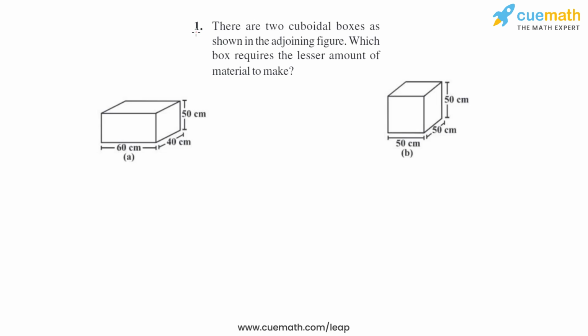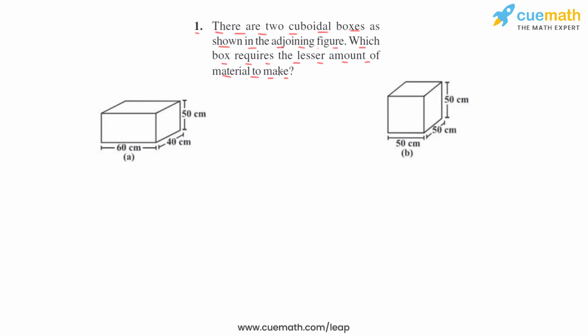In the first question of this exercise, it is given there are two cuboidal boxes as shown in the adjoining figure. Which box requires the lesser amount of material to make? So these are two boxes. Boxes means they are empty from inside. They are boxes, and then they are asking which box will require the lesser amount of material.